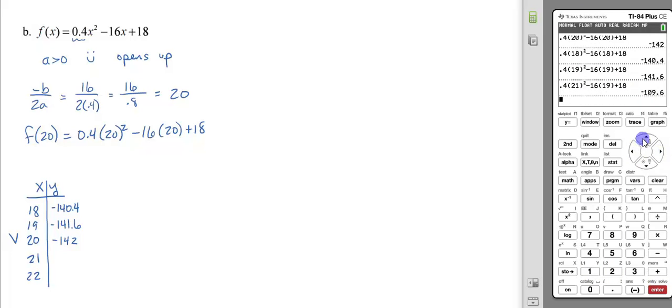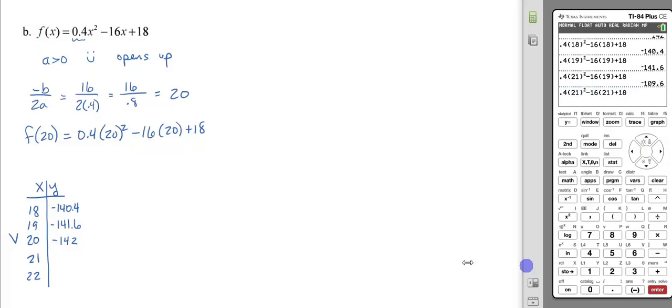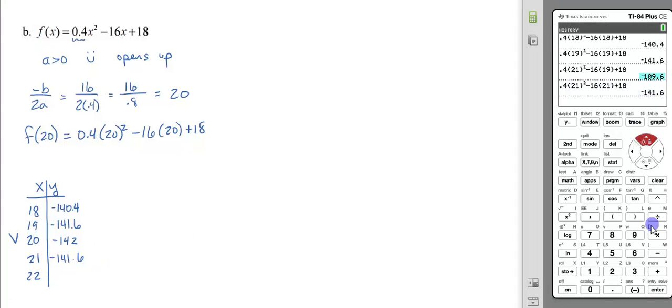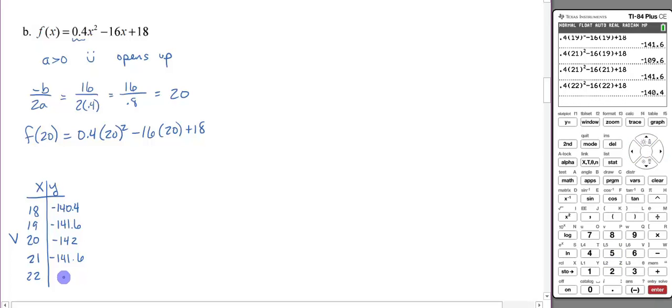And one more time, I'm going to put 21 instead of the 19. And oops, do it in both places. Hit enter too quickly. 21. Enter. So negative 141.6 and 22. And that's negative 140.4 as expected. So we can see the symmetry in our table.